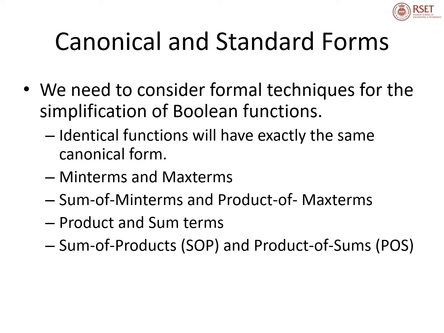So we have seen the canonical and standard forms. When we consider the formal technique for simplification of Boolean functions, we could see that identical functions will have exactly the same canonical form. It can be in terms of min terms, or in terms of max terms, that is, sum of min terms and product of max terms, the product of sums, or SOPs and POSs.